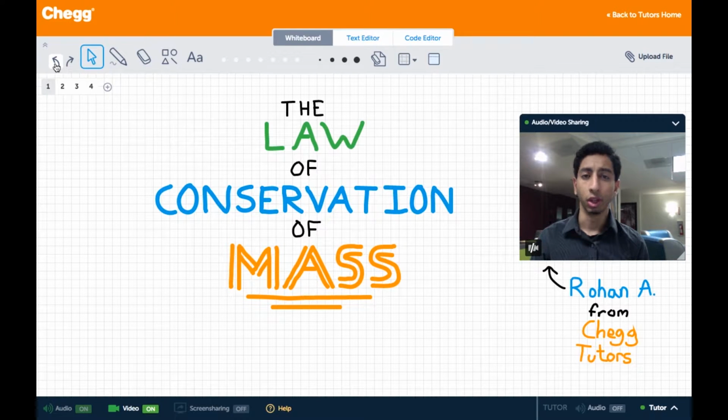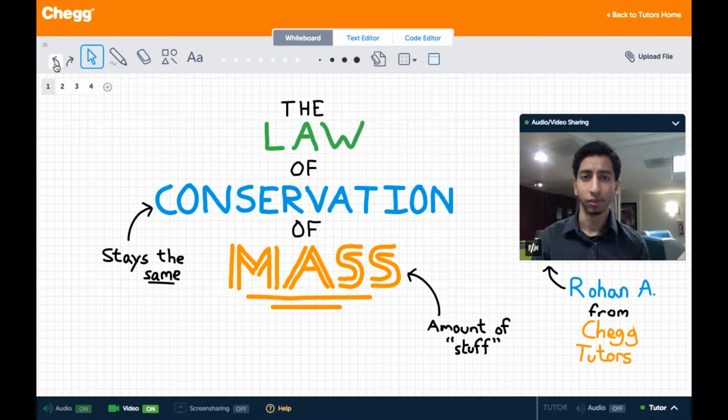Today I'm introducing the law of conservation of mass. Let's begin by breaking this term apart a little bit. By mass, I just mean the amount of stuff in something, or more technically, the amount of matter in an object or a system. And by conservation, I just mean that the amount of stuff stays the same. The mass doesn't change. Pretty simple, right?